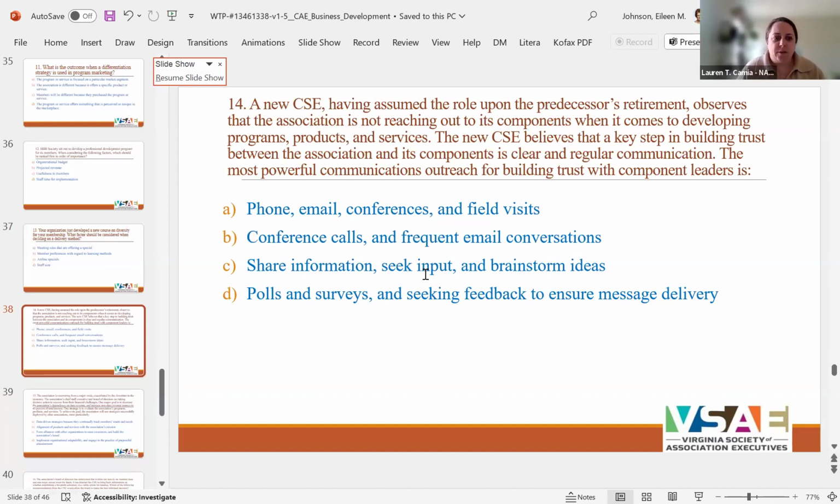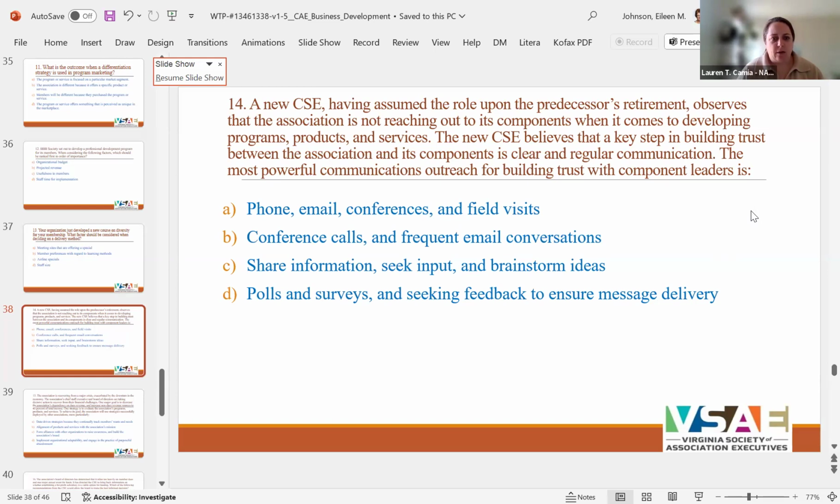Okay, a new CSE, having assumed the role upon the predecessor's retirement, observes that the association is not reaching out to its components when it comes to developing programs, products, and services. The new CSE believes that a key step in building trust between the association and its components is clear and regular communication. The most powerful communications outreach for building trust with component leaders is A, phone, email, conferences, and field visits. B, conference calls and frequent email conversations. C, share information, seek input, and brainstorm ideas. D, polls and surveys, and seeking feedback to ensure message delivery.